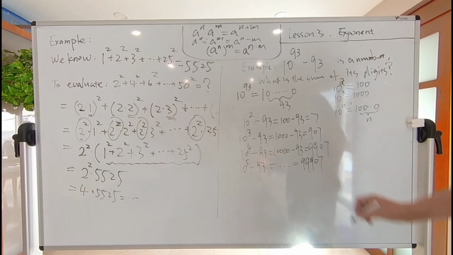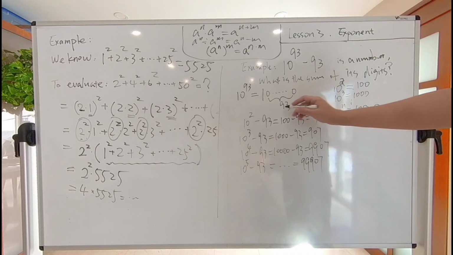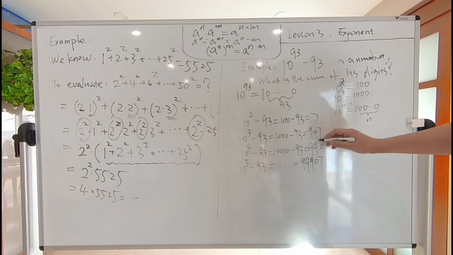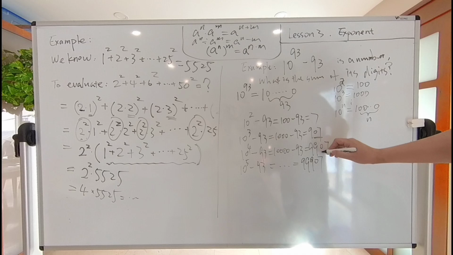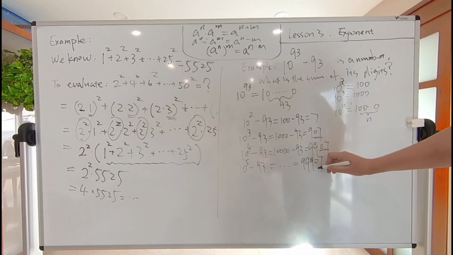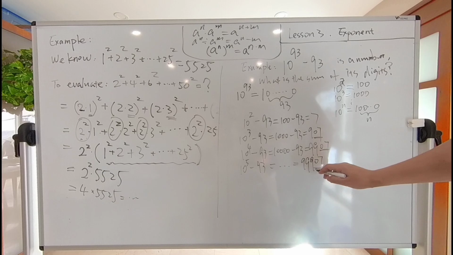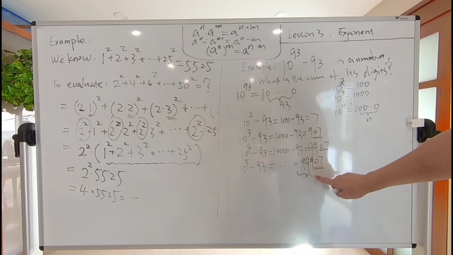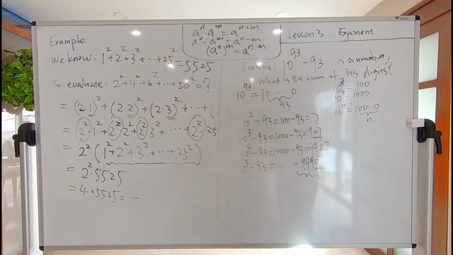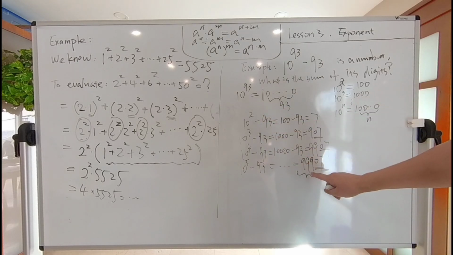Now you probably find the pattern. Basically, because I'm subtracting 93, the last 2 digits will always be 07. And then from the hundreds digit until the very first digit, it will always be nines. Now the question is really just how many nines do I have in front of 07?